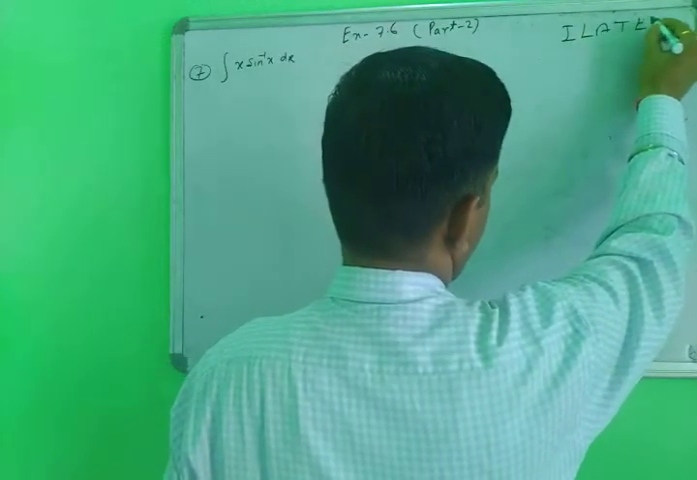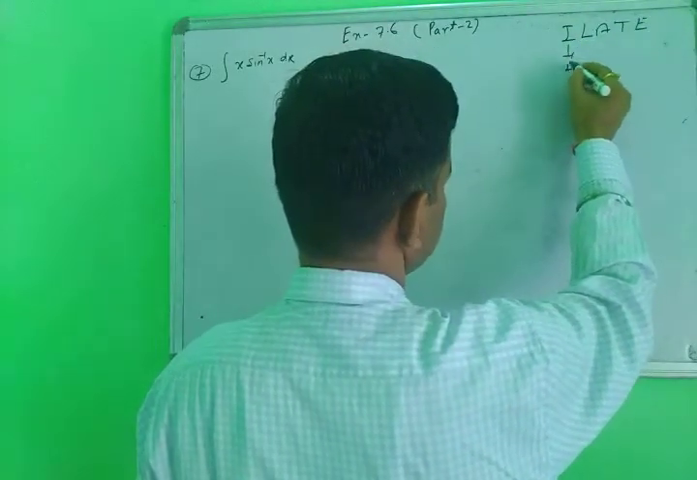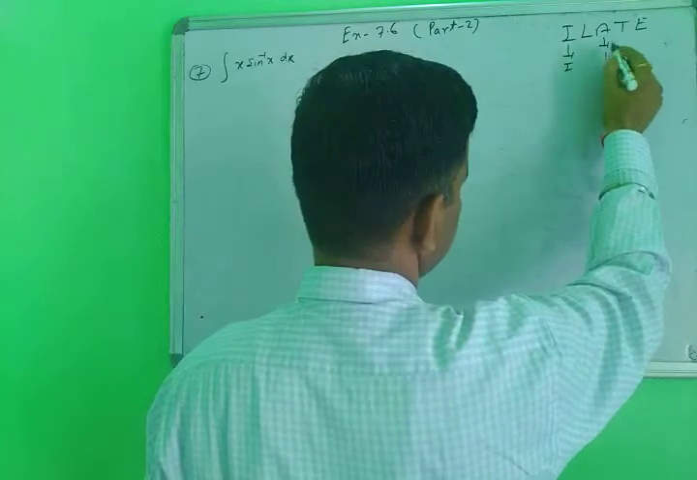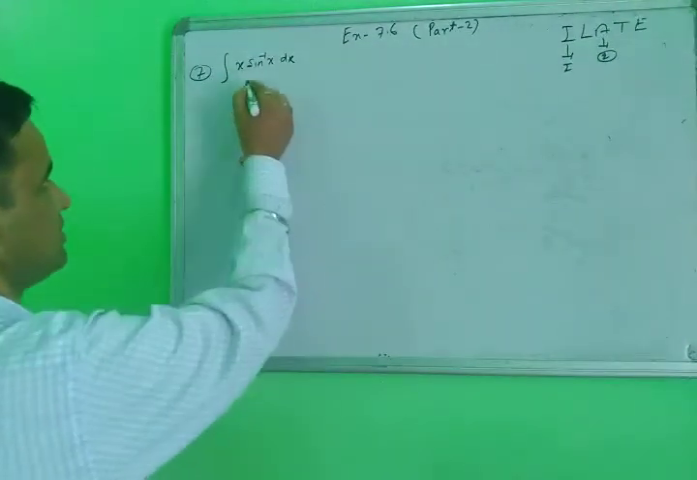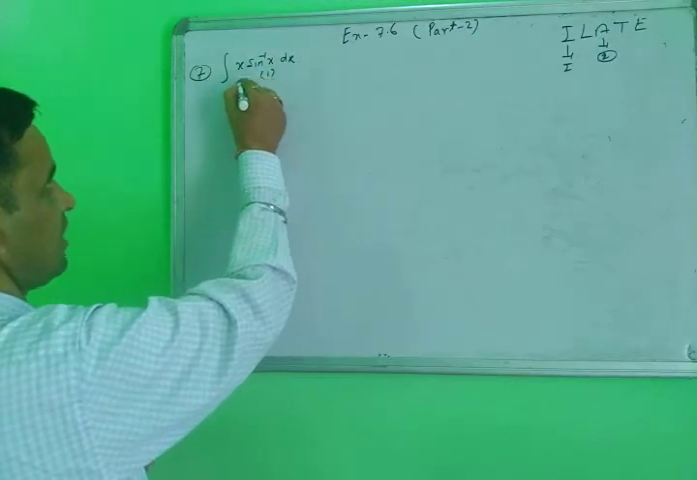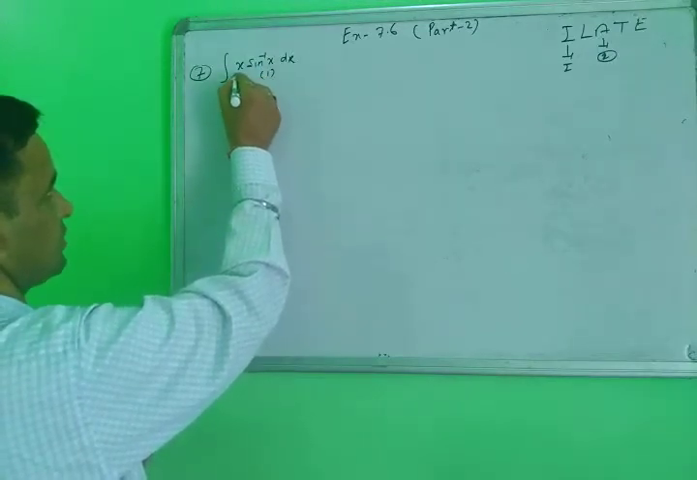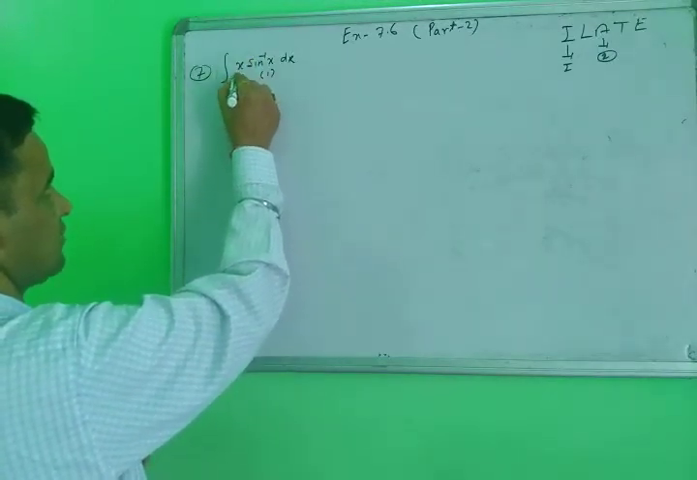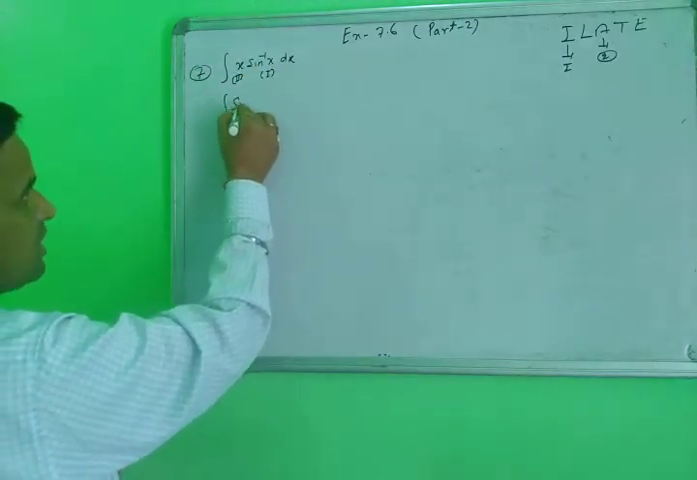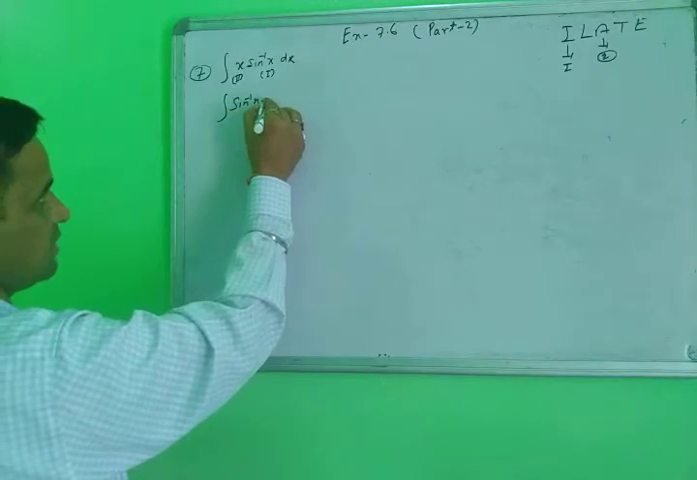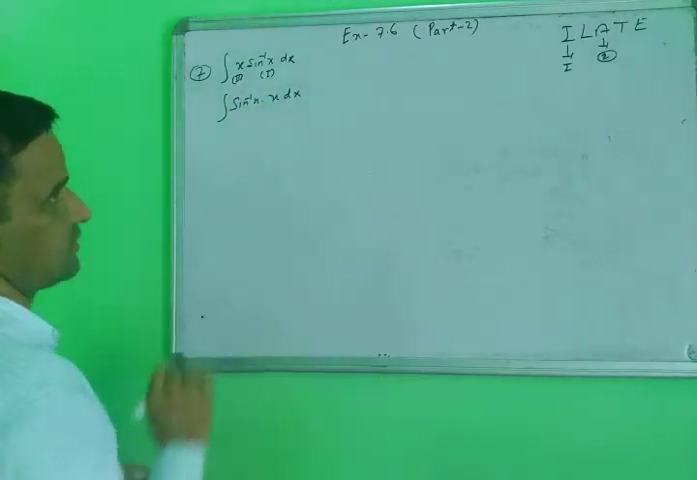any inverse function is the first and the algebraic function will be second. This is the first, this is the second. This means sine inverse x will be the first function and x will be the second function. According to this, we integrate sine inverse x into x dx.